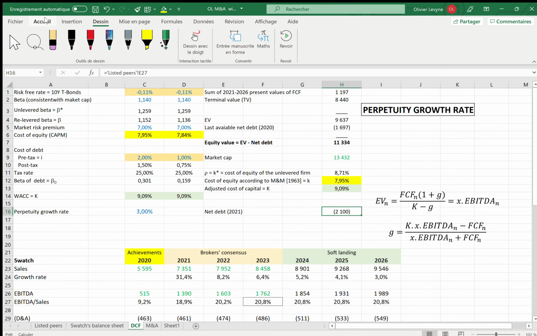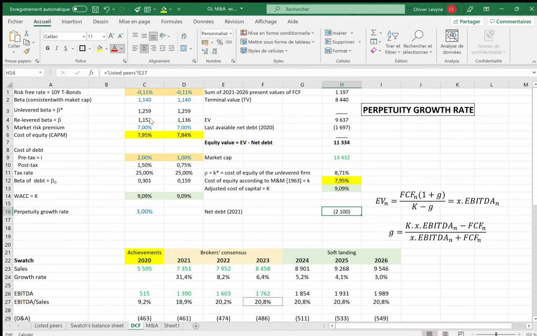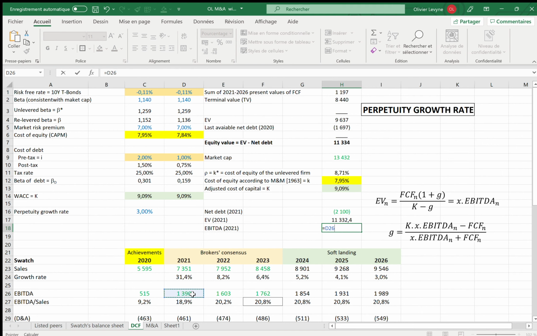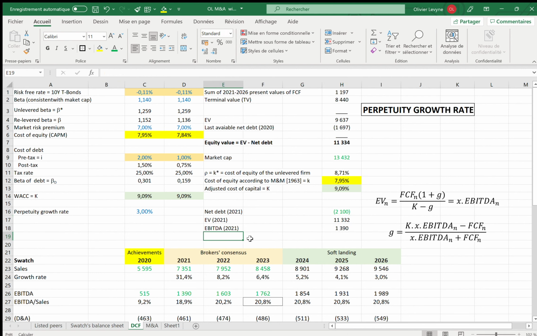So, if we have, which is the case, the market cap on the one end and the net debt on the other end, we have the enterprise value for the year 2021, which is very simply the algebraic sum of market cap plus the negative value of the net debt. We also know in the model the EBITDA for the year 2021. We can easily pick it in the table which is there. And based on that, we can get the EV to EBITDA 2021.